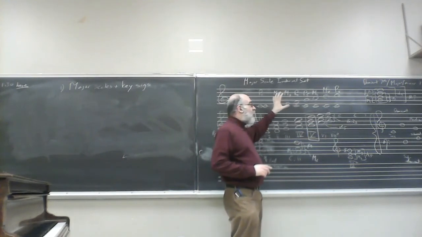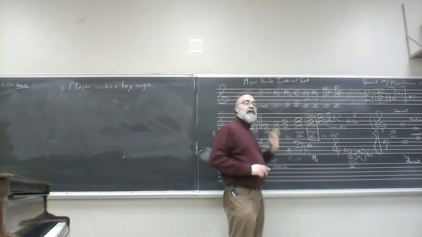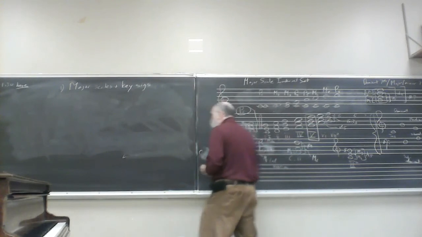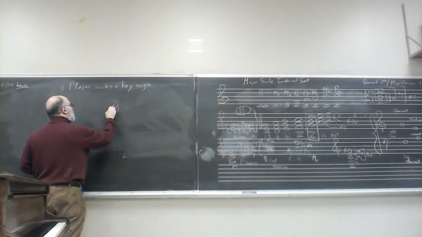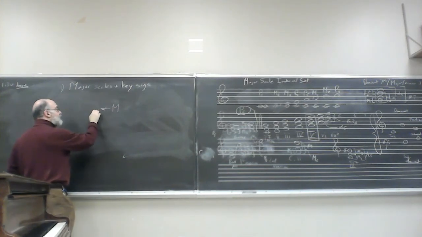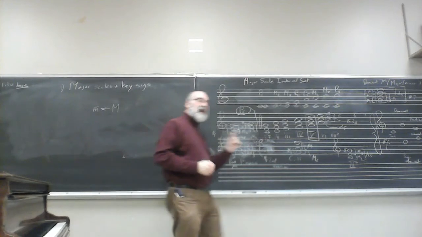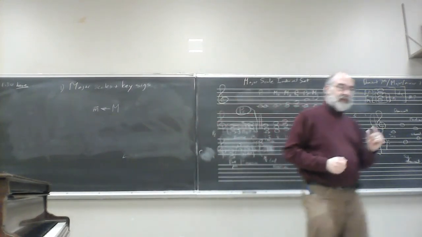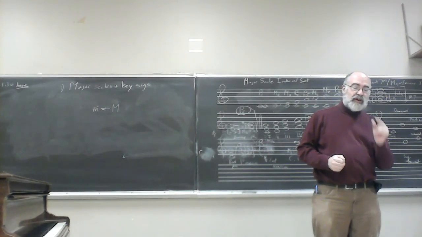Now, if you shrink an interval by a half step, a major interval shrunk by a half step becomes minor. This also presumes that the numerical value does not change. So, for example, a major second shrunk by a half step still remains a second. It's smaller than major, therefore it is minor.